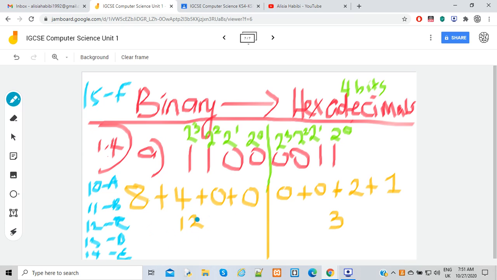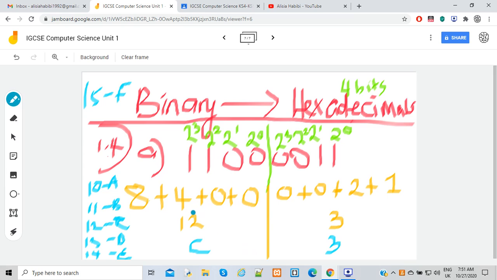But here we have 12. We can't leave it as 12 because we have to change the representation of this denary value into a hexadecimal value. So 12 was initially considered as a C, so we're going to write C. And then 3 is the same thing as 3 in hexadecimal. It does not change, so this is going to be a 3. So never leave your final answer.